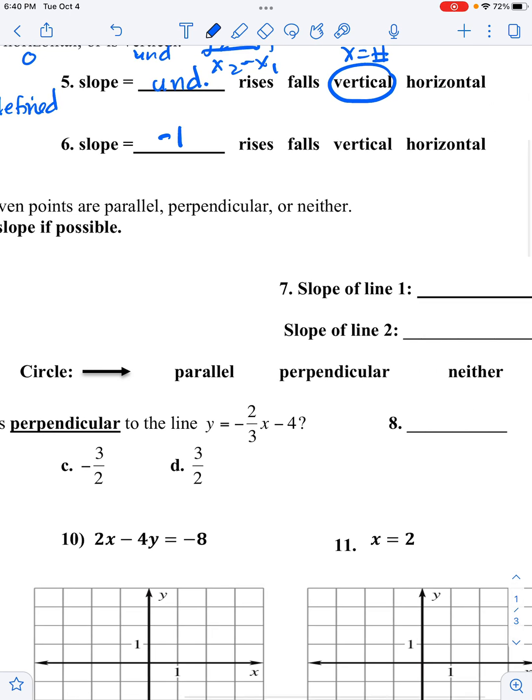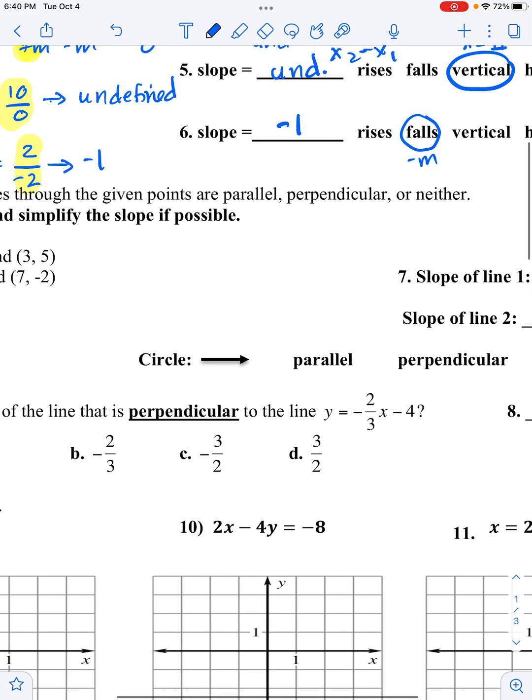And I don't even really care that it's 1. I just care that it's negative because I got a negative value. It falls from left to right, down 1 over 1.